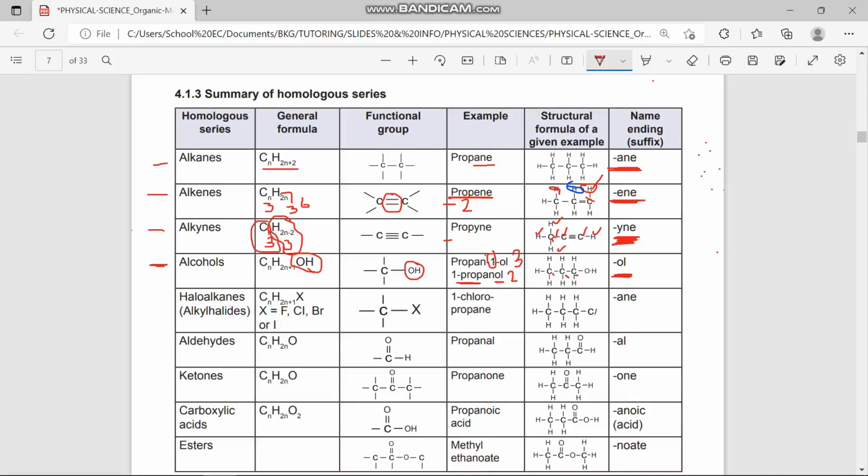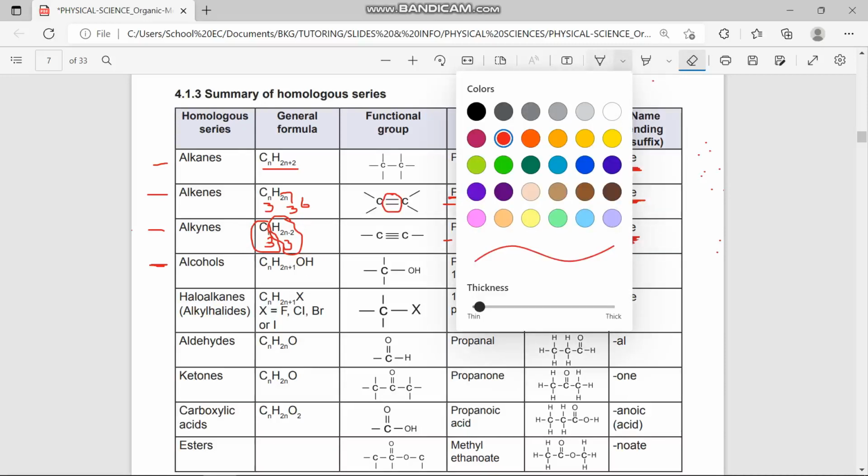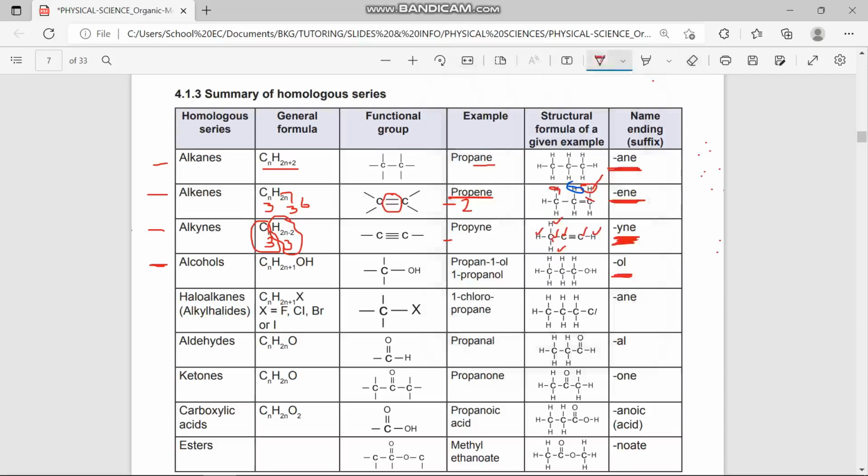Let me erase and make further examples. Let's use 2 and 4 in each of these when making examples. I'm just using 4, since I can't write a clear compound name. You know, 4 means but. So we're going to have butanol, or 1-butanol.